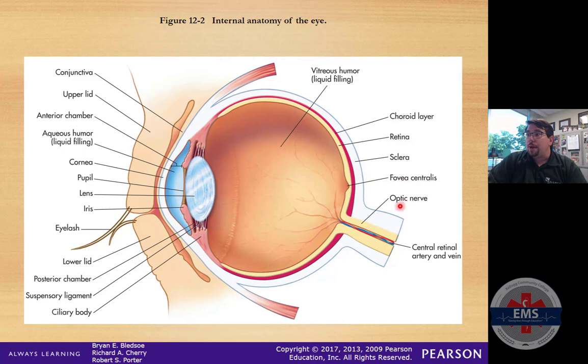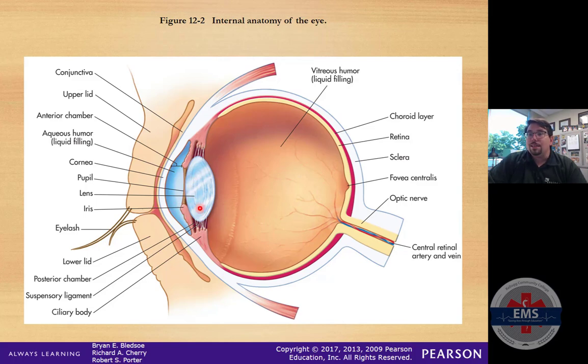We talked about the optic nerve being at the posterior side, and then the central retinal artery and vein that supply that blood flow. One of the reasons why we see blood flow or eye issues, vision issues in patients who are diabetic or have chronic hypertension, or even high levels of cholesterol, is it does affect those retinal arteries and veins.